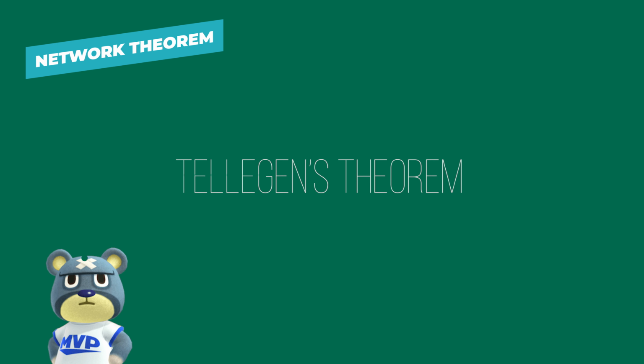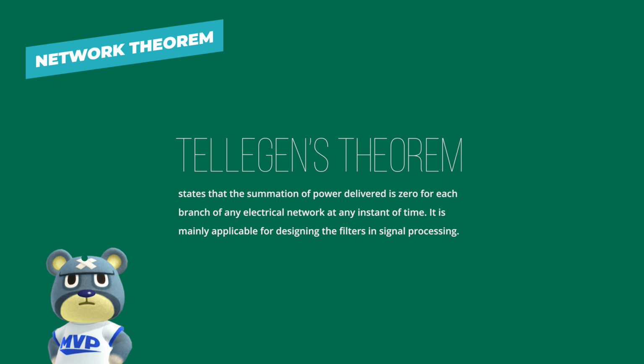And the last theorem that we talk about is Tellegen's theorem. Tellegen's theorem states that the summation of power delivered is zero for each branch of any electrical circuit at any instant of time. It is mainly applicable for designing filters in signal processing.